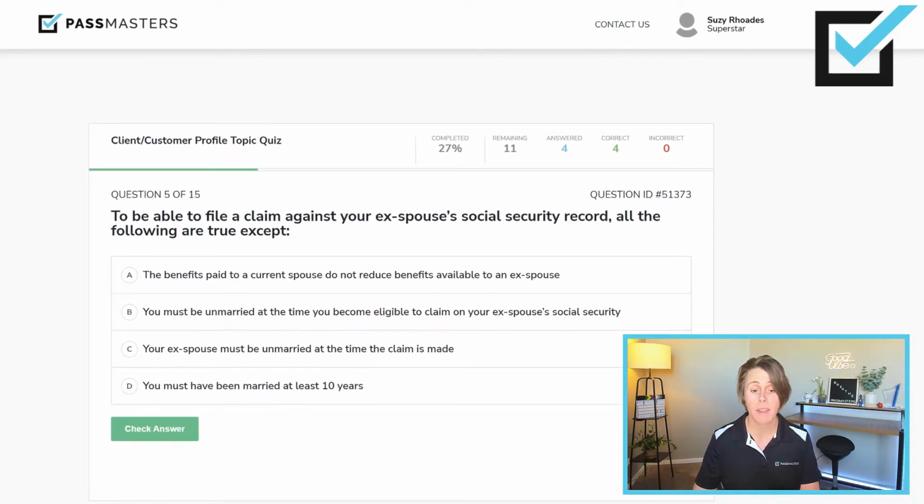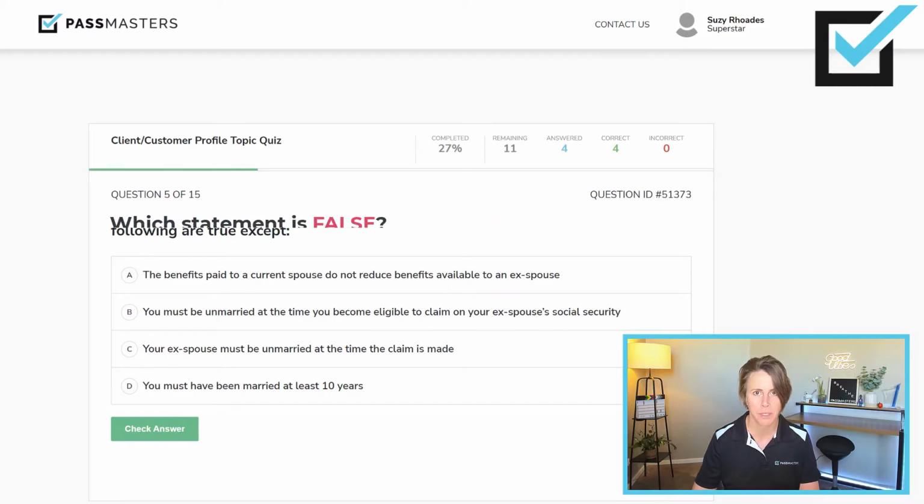To be able to file a claim against your ex-spouse's Social Security record, all of the following are true except... we're looking for what is the false statement. Which statement is false? The benefits paid to a current spouse do not reduce benefits available to an ex-spouse. That is a true statement. You must be unmarried at the time you become eligible to claim on your ex-spouse's Social Security. That's also a true statement.